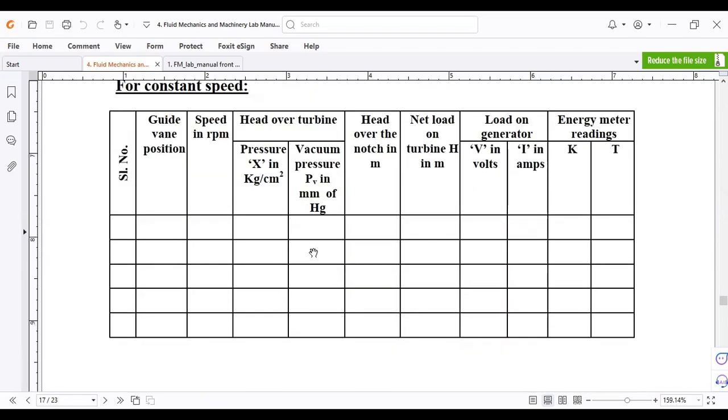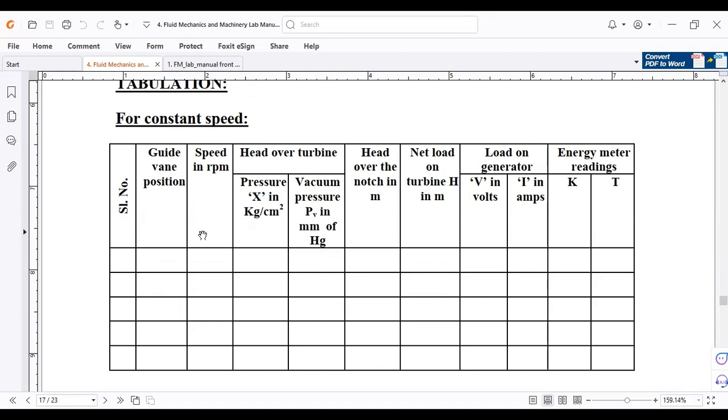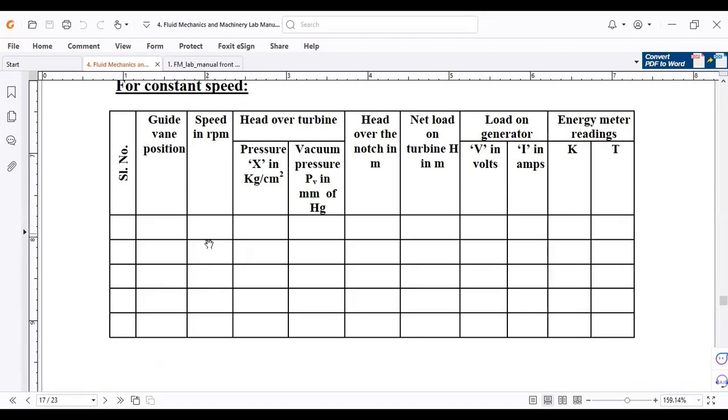For the calculation part, first we have to fix the guide vane position, but this will not come in the calculation part. Different discharges we can do in the experiment. Here, once again, the constant speed. In constant speed, what will happen? The speed will be constant for all the readings, and the head over the turbine should be taken.